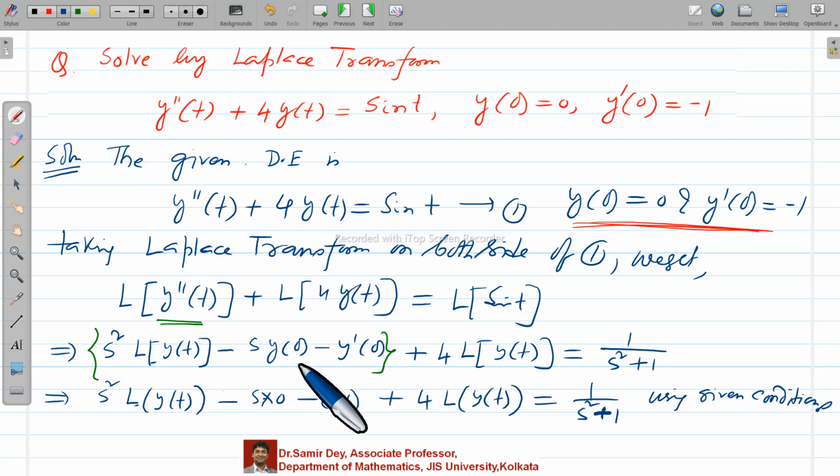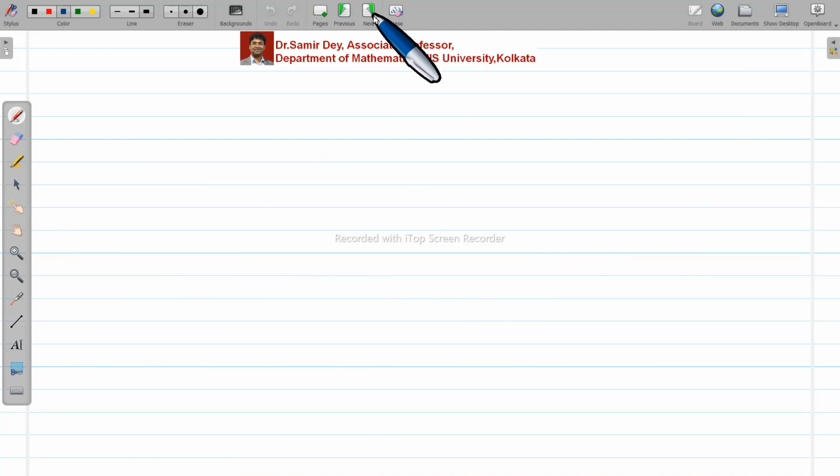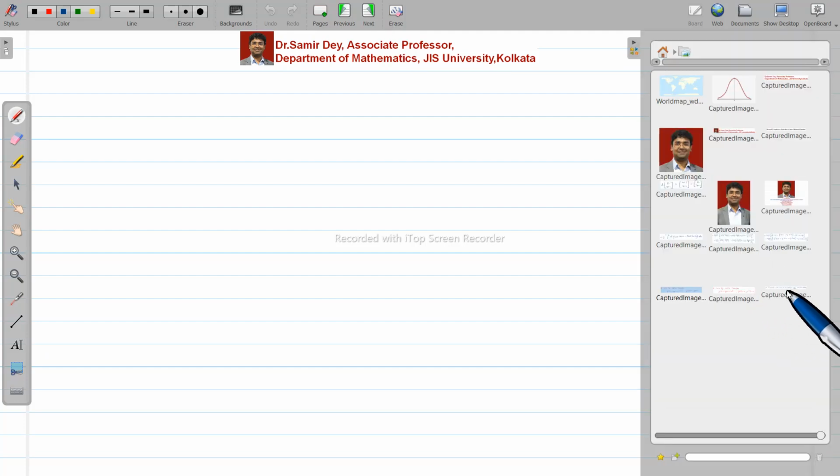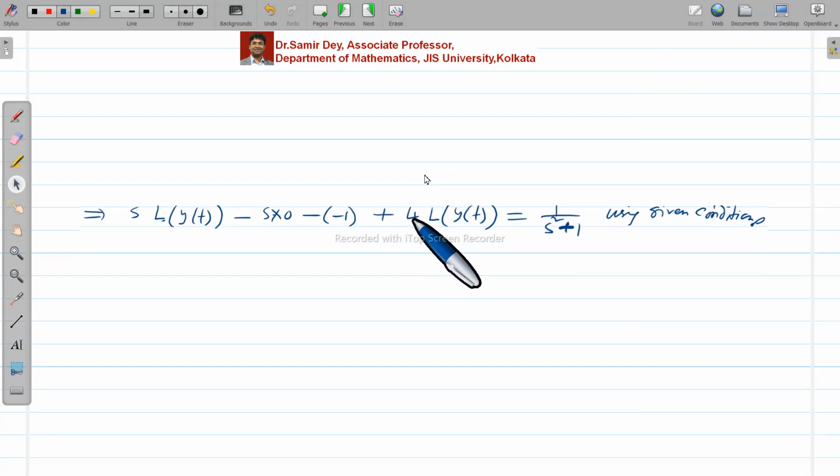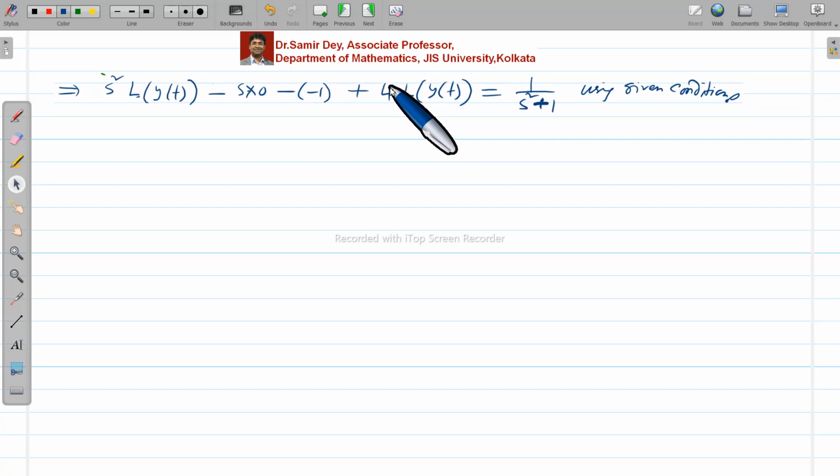Now you can see using the given condition you have to substitute the value. So y(0) here in this problem is given 0 and y dash 0 is given minus 1. Okay, shall I move to the next slide? Okay, thank you. Now, so please check from the last slide you have it.